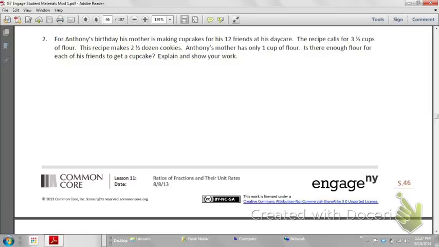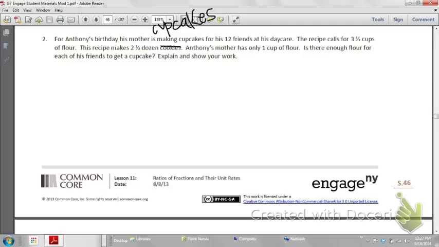Okay, our next exercise is number 2 here, and it reads this way. For Anthony's birthday, his mother is making cupcakes for his 12 friends at his daycare. The recipe calls for 3 1/3 cups of flour. This recipe makes 2 1/2 dozen cookies. I don't know why she says cookies, she's got cupcakes here. Okay, I'm sorry, here's a little typo. Anybody else find this typo? There we go, that should be cupcakes, actually. And that's not a big deal, but anyway, let's have it be right.